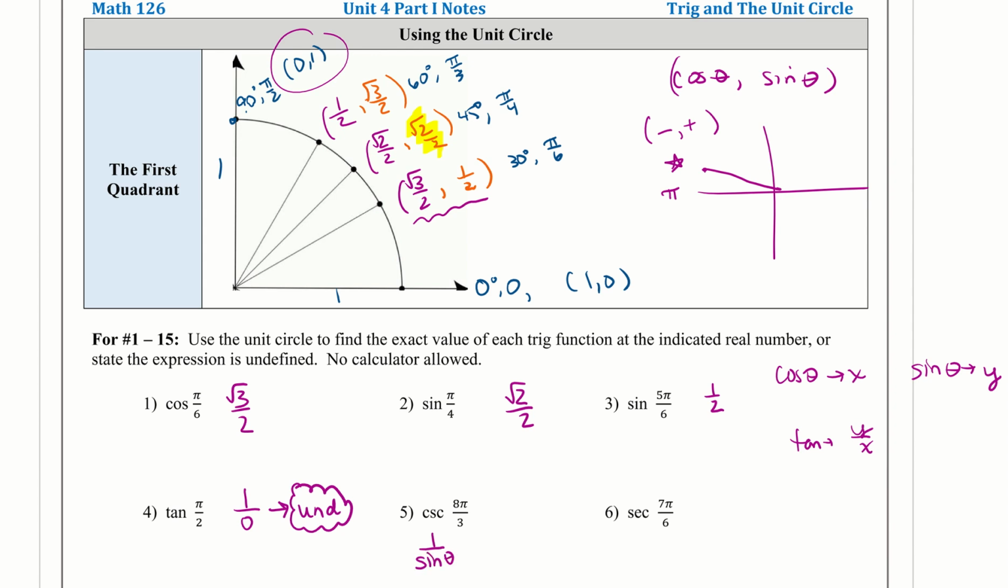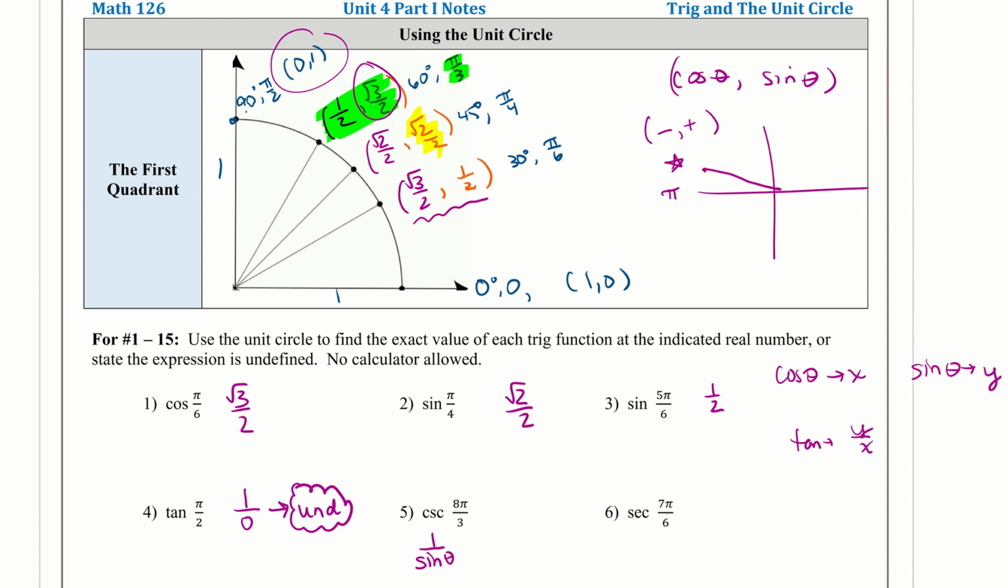It's the reciprocal of sine. So 8 pi over 3 is a pi over 3 angle. And anytime you're using a pi over 3 angle, including with the 8, you're going to be using these numbers. Now, since we're talking about sine, we're going to be using the height, the y value. But I have to think about where would 8 pi over 3 be?